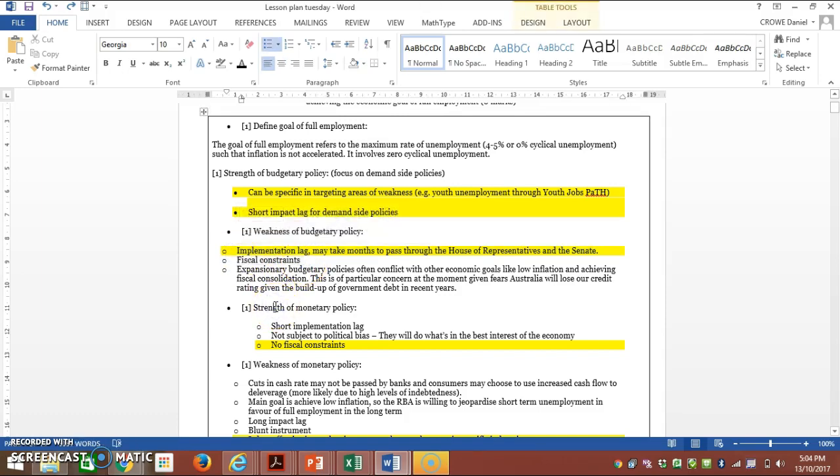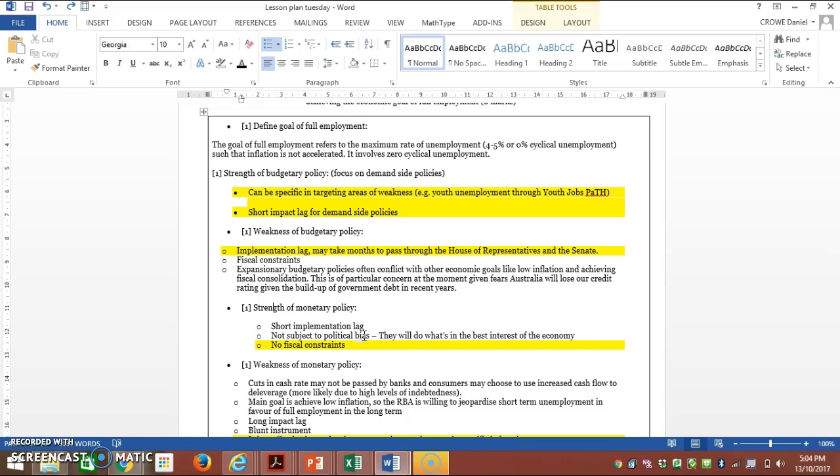In terms of monetary policy, it has a short implementation lag and it's not subject to political bias, so they're always going to do what's in the best interest of the economy. But the main one I'd be focusing on is that monetary policy has no fiscal constraints at the moment. So the government, unlike budgetary policy who have a lack of government funds, there is no lack of funds with monetary policy. They do have the money. They don't need money to stimulate monetary policy. They just lower interest rates through lowering the cash rate.